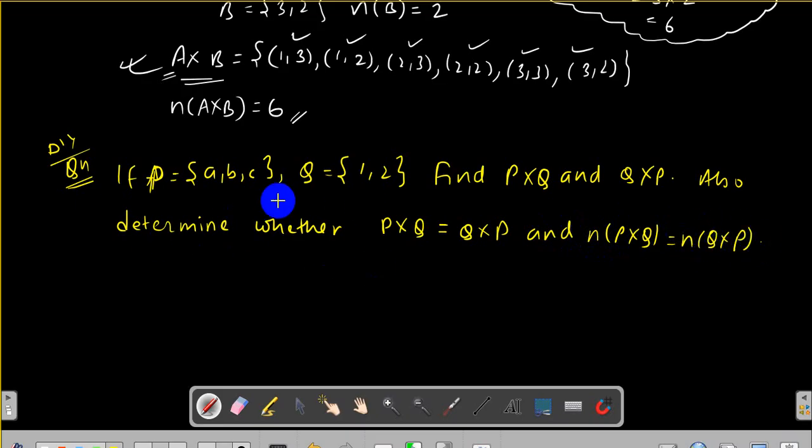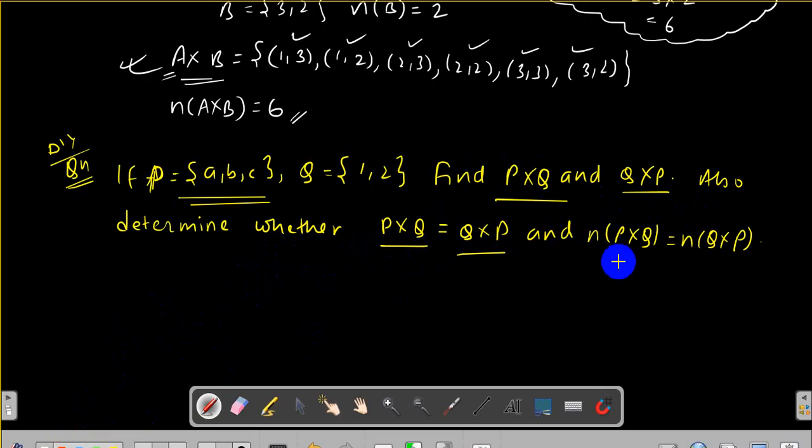Okay, do this question. The elements of P are A, B, and C. Elements of Q are 1 and 2. Now we need to find P cross Q and Q cross P. After finding them, we need to determine whether P cross Q and Q cross P are equal or not.